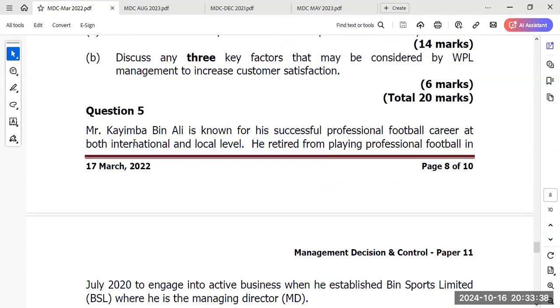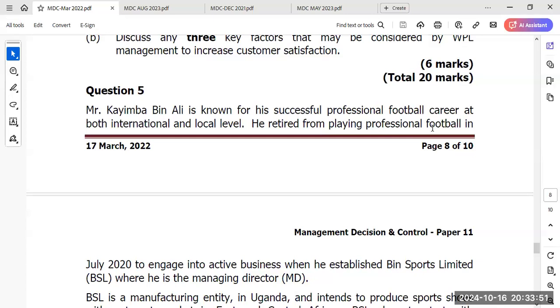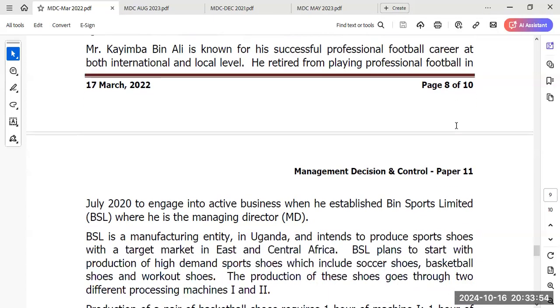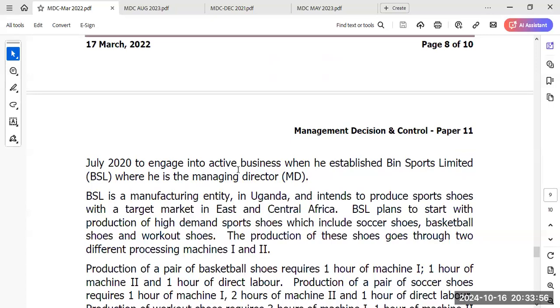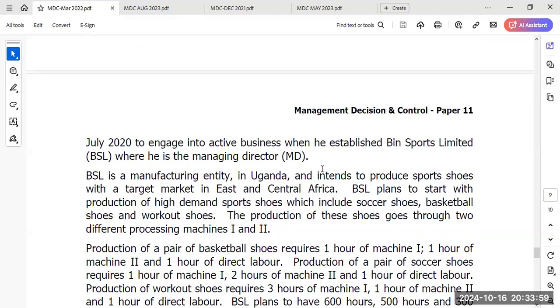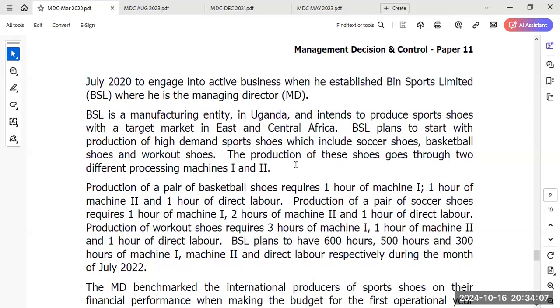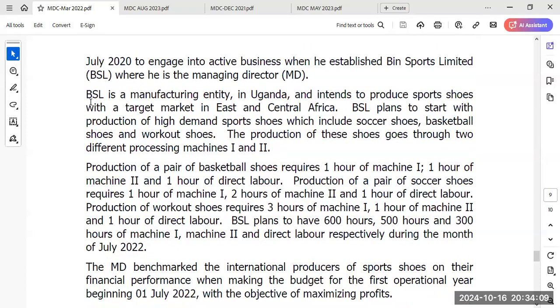So they are telling us that Mr. Kayamba bin Ali is known for his successful professional football career at both international and local level. He retired from professional football in July 2020 to engage into active business when he established Bin Sports Limited, that is BSL, where he is a managing director. BSL is a manufacturing entity in Uganda and intends to produce.